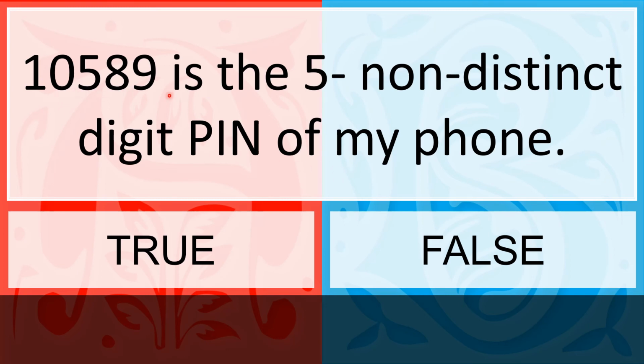Next, 10589 is the 5 non-distinct digit PIN of my phone. Is it true or false? This is false. Why false? Because we have here distinct digits, different digits. So, it means this is distinct arrangement.